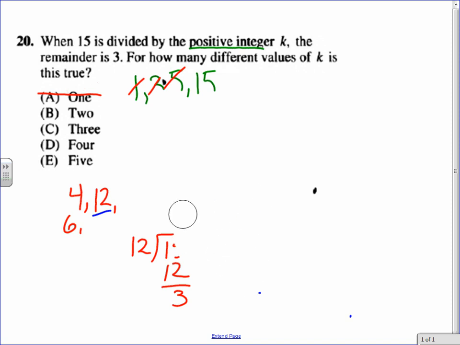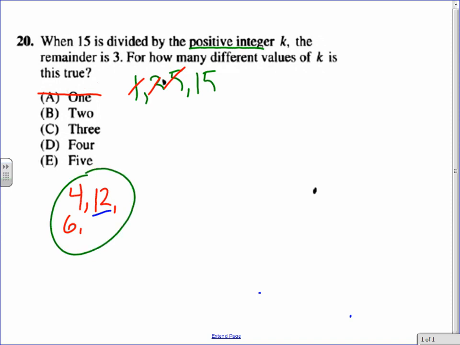So then we're pretty confident in our answer, which we really were once we figured out that the answers were the factors of 12 that don't perfectly divide. That's why 3 is not an option, because 3 times 5 perfectly gives us 15. So our answer is 3.